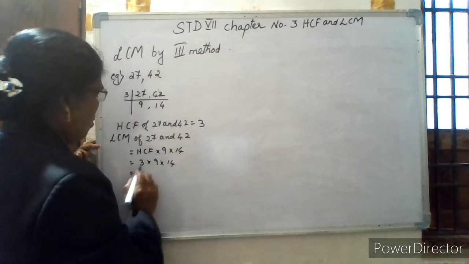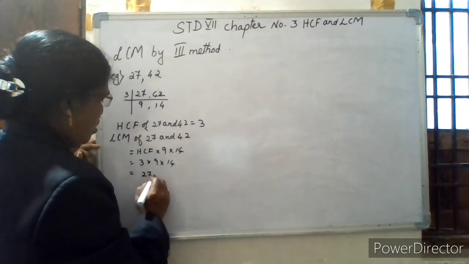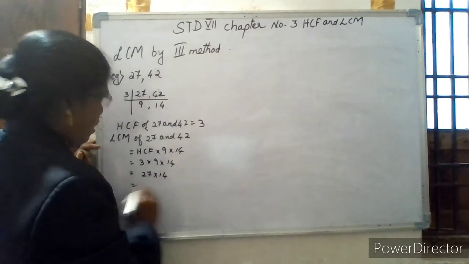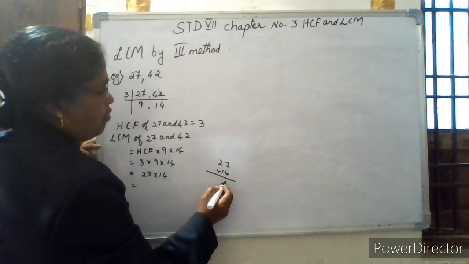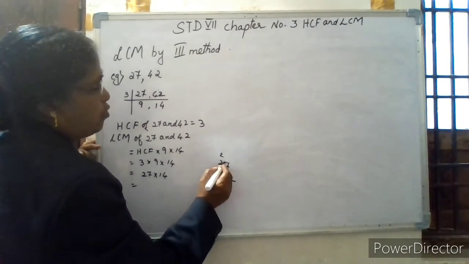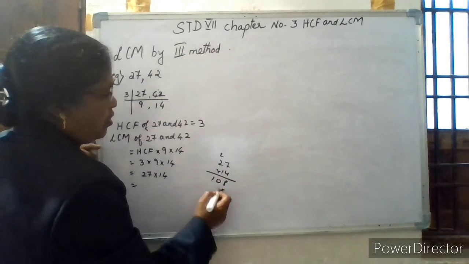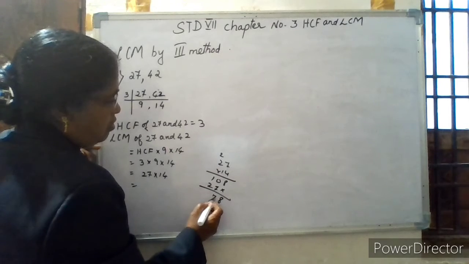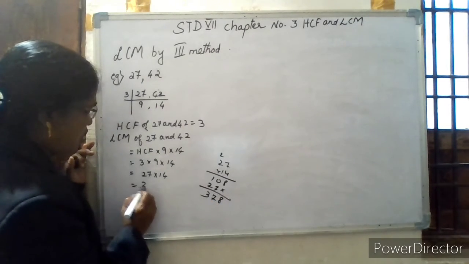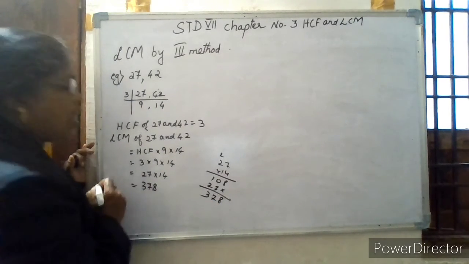3 nines are 27. 27 into 14: 4 sevens are 28, carry 2; 4 twos are 8, 9, 10. Then 1 is 7 and 2 here. So add it, 378 is the answer here.